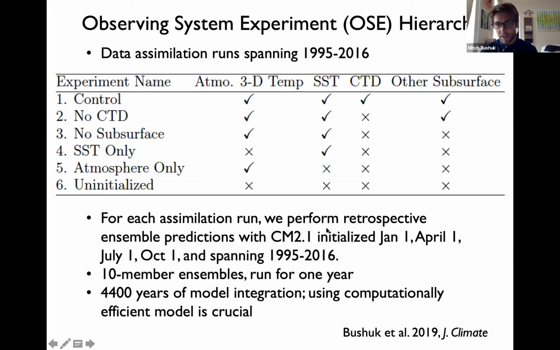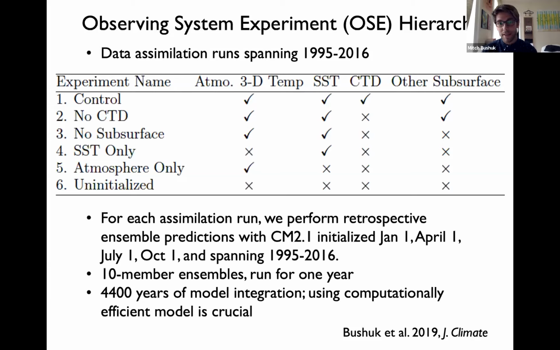And to get at this a bit more systematically, we ran a whole hierarchy of these observing system experiments. So these are a number of different data assimilation runs, starting with a control experiment where we assimilate all data types, and then a no CTD run where we exclude CTD data, a no subsurface run where we exclude all subsurface ocean data, an SST only run, an atmosphere only run, and then finally an uninitialized run where we don't assimilate any data, but we do still use historical radiative forcing estimates to force the model.